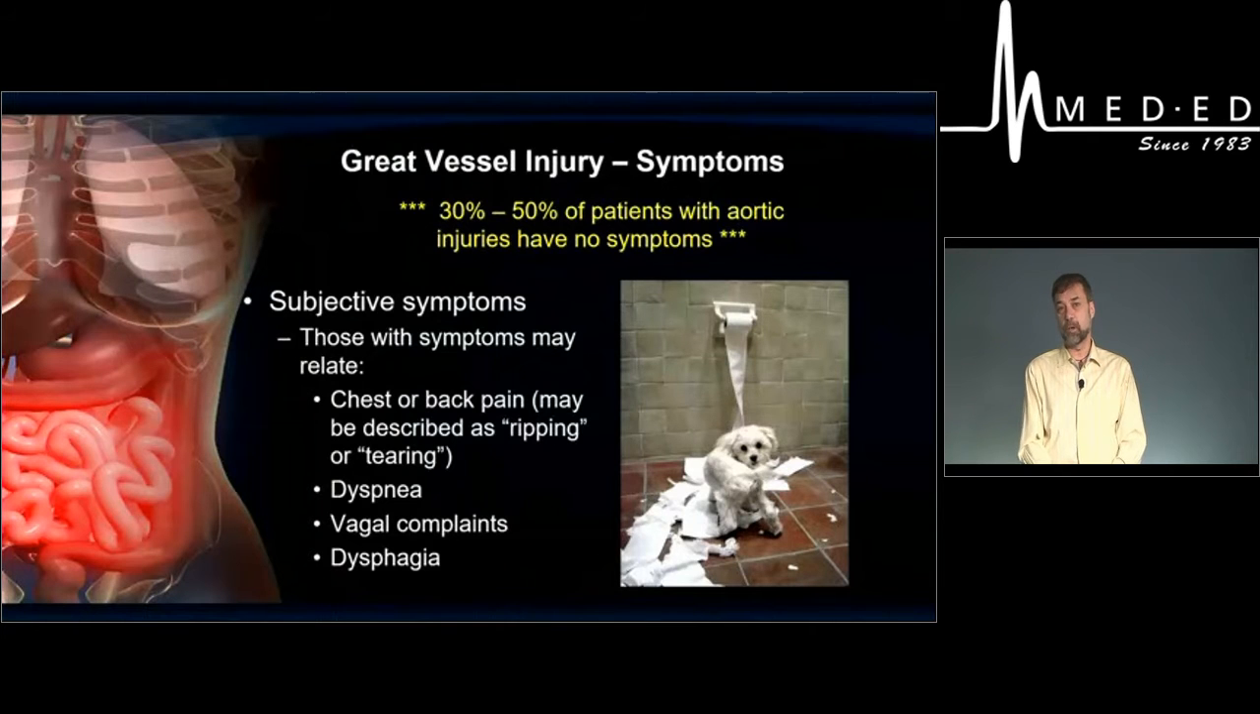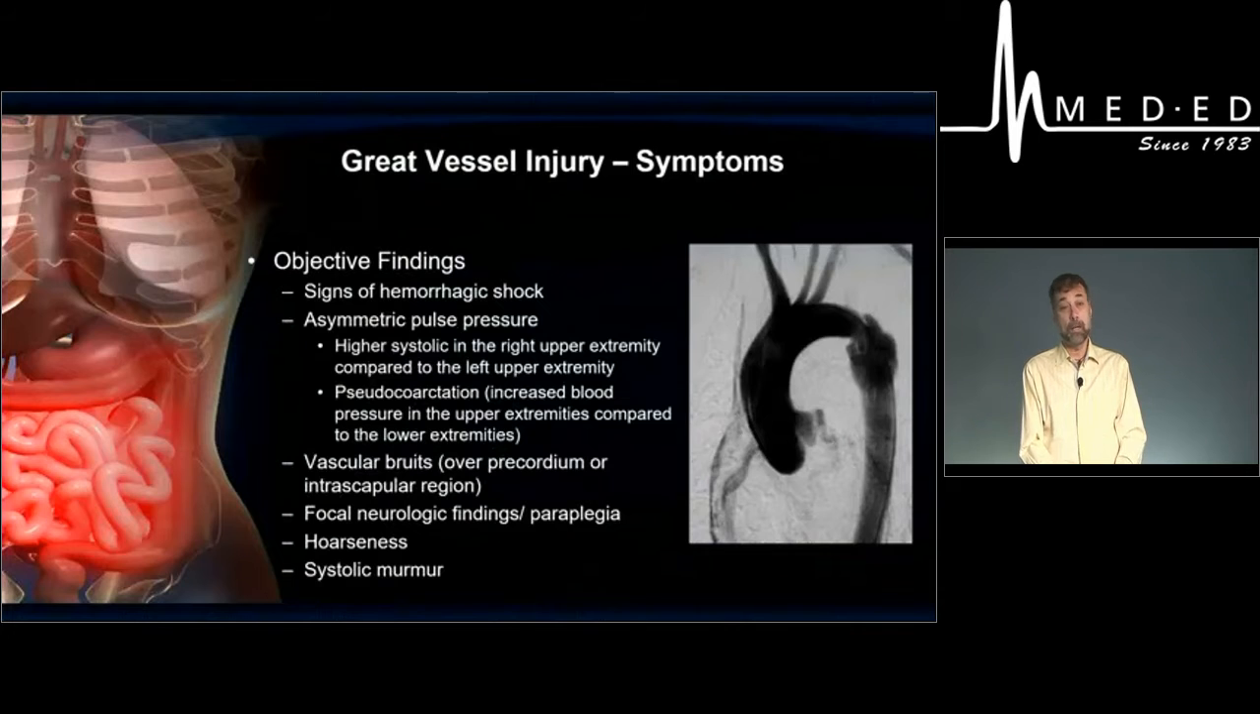What symptoms would go with a mediastinum full of blood? Well, dyspnea, right? As the trachea is compressed inside of the mediastinum. The vagus nerve runs through the mediastinum, so the patient may have vagal complaints. They may complain of syncope. You may see bradycardia. And then as the esophagus collapses inside of the mediastinum, the patient may also complain of dysphagia. Now, those were some of the subjective findings that would indicate somebody's got a great vessel injury.